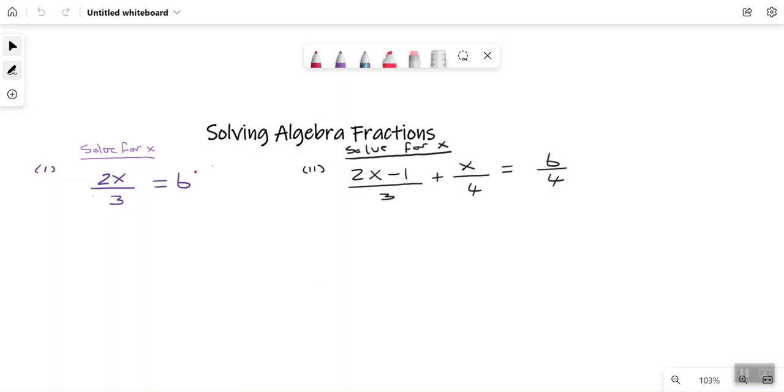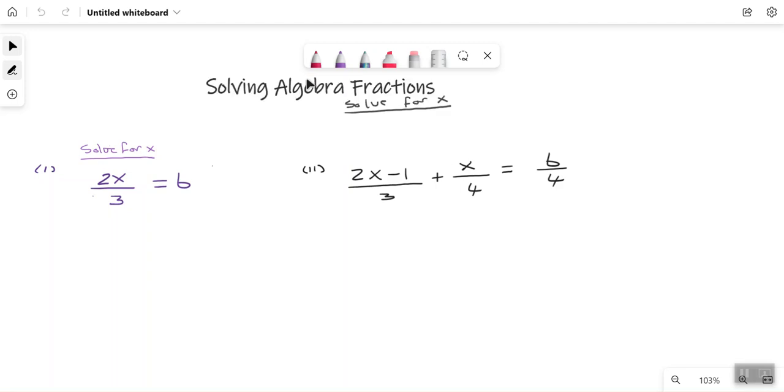Okay, so in this lesson, what you've been asked to do is to solve an algebra fraction. What you're trying to do is work out the value of x. So let's have a look at this. Basically, you're trying to solve for x. Let's look at these two examples and try to work out what the value of x is.